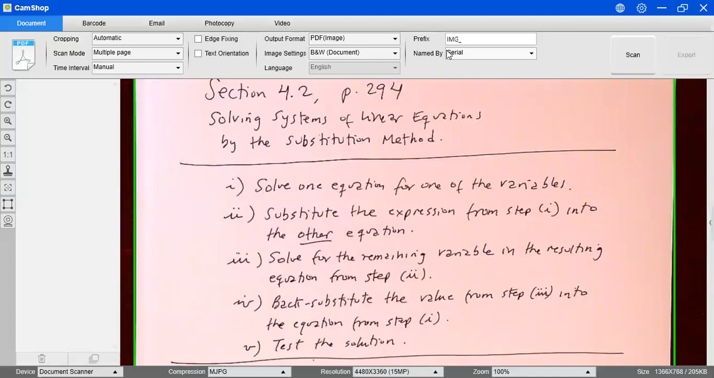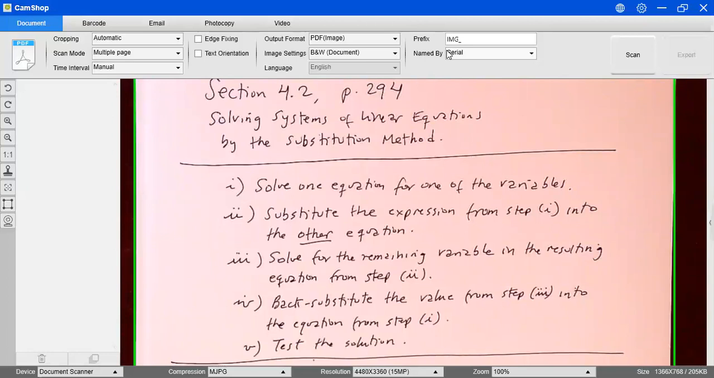You're gonna start solving one of the equations for one of the variables. So you need to examine those equations and choose the one in which solving for one variable is gonna be the easiest. So then once you have the expression from step 1, you're gonna substitute that expression into the other equation. When you do that, you're gonna get just a linear equation in one variable. So in step 3, you're gonna solve for the remaining variable in the equation that you obtained from the previous step. Then by doing that, you're gonna get a numerical value for one of your variables.